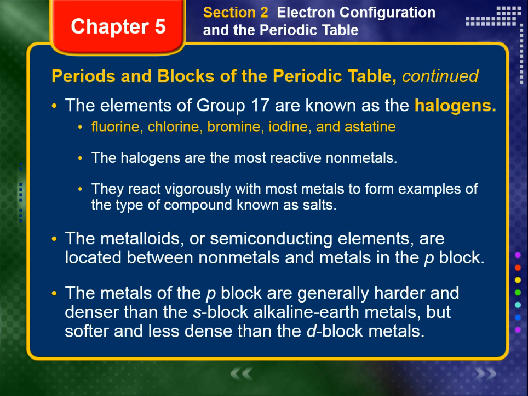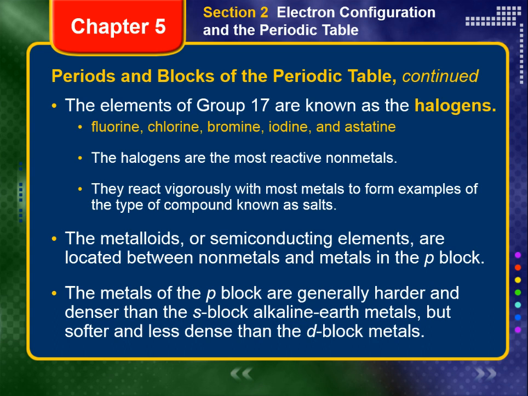The elements of group 17, fluorine, chlorine, bromine, iodine, and astatine, are known as the halogens. The halogens are the most reactive of the nonmetals. They react vigorously with most metals to form the type of compound known as salts. As you will see later, the reactivity of halogens is based on the presence of 7 electrons in their outermost energy levels, 1 electron short of the stable noble gas configuration.